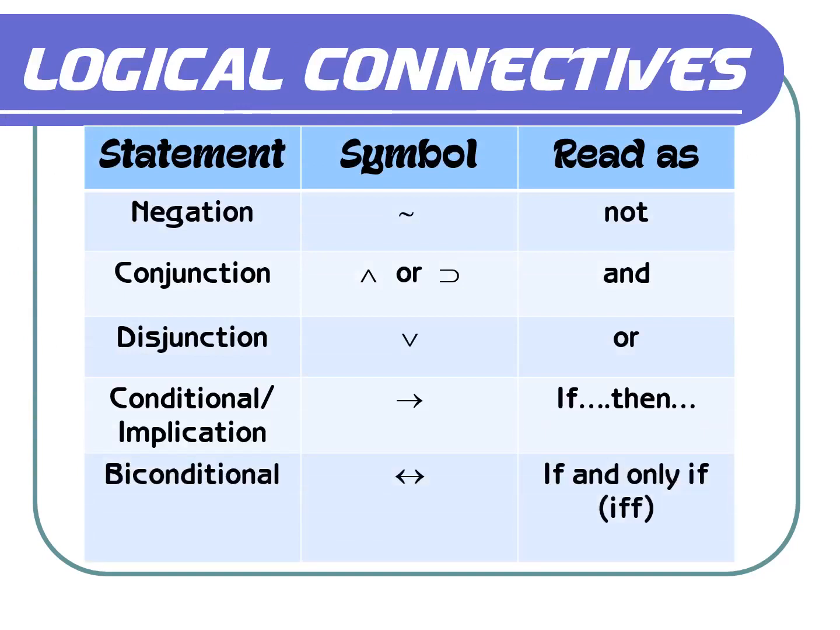So this will be the summary of our logical connectives or logical connectors. We have the negation, conjunction, disjunction, the conditional, which is also called implication, and then the biconditional. These are the symbols for those statements, and these are the meanings of those symbols.